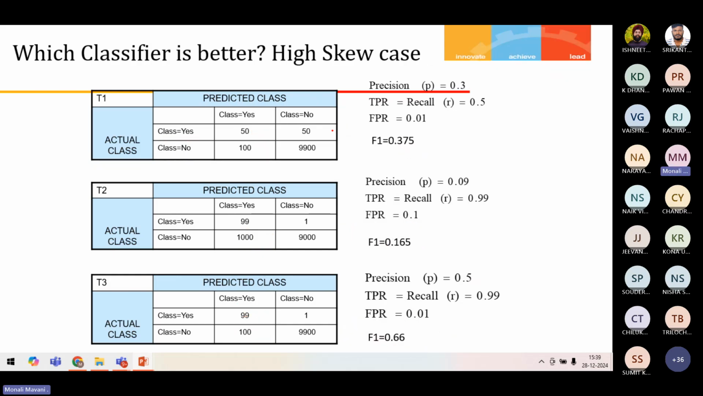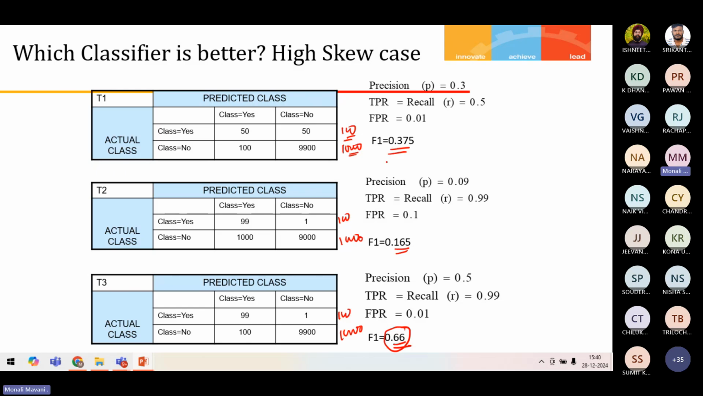And high skew. So you can say this is 100 and this is 10,000. So one class has just 100 examples, the other class has 10,000, in all of these models. But still you can say F1 measure is a good indicator for model comparison. Whether this 0.6 is acceptable to you, that you have to decide.